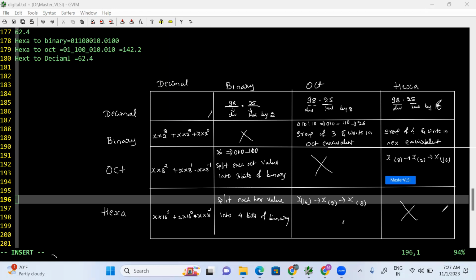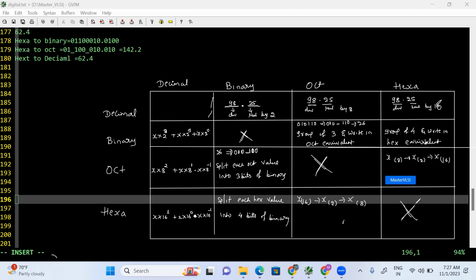See, decimal to decimal, nothing we have. Binary to binary, we don't have anything. Octa to octa, meaningless. Hexa to hexa, meaningless. Leave it. Let us move on one by one.